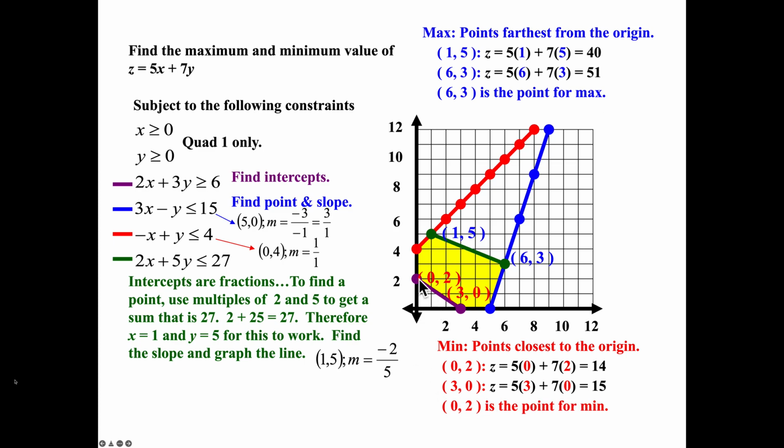Now, sometimes the closest point to the origin, which is 0, 2, may not give you the minimum value. So, for example, if this 7 was an 8, 8 times 2 is 16, and now 16 is bigger than 15, so even though 3, 0 is further away than 0, 2, the 3 gets multiplied to the 5, which is smaller than having the 2 multiplied to, say, an 8. So you still have to test the points. All right, and that wraps up the last of 8.8.